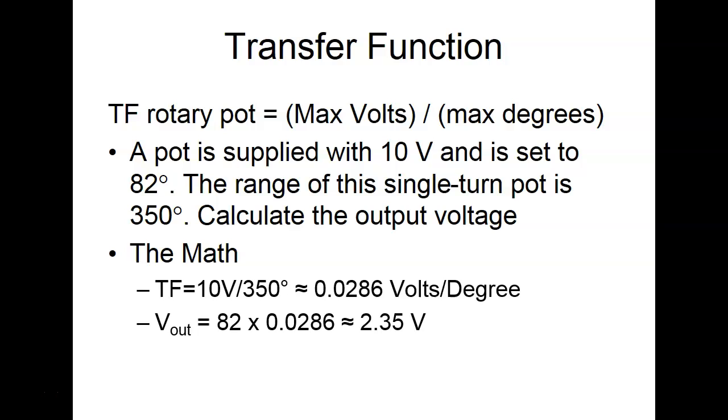So 10 over 350 equals 228.6 millivolts per degree. Then at 82 degrees, we should expect 2.35 volts, or close to it. Depends on how much you round, right? Everybody okay there? Any questions? You have to do that on the test.